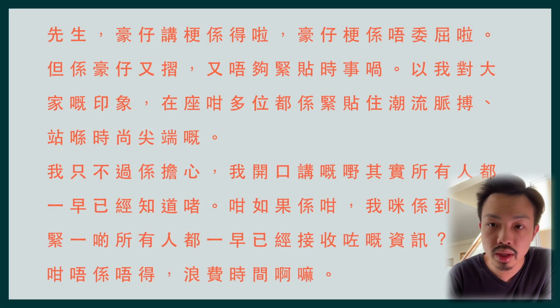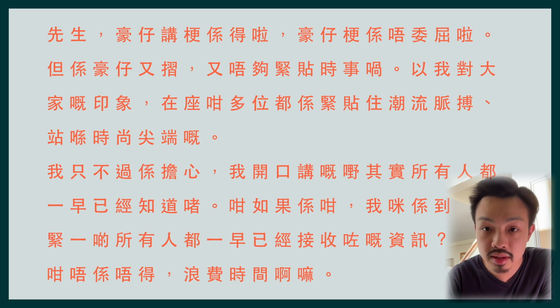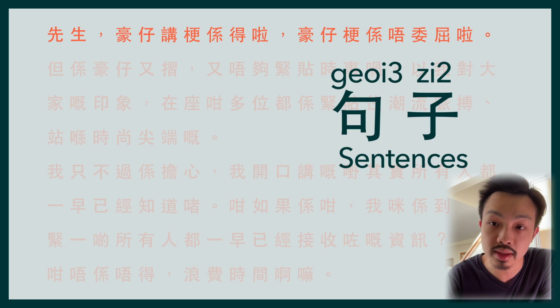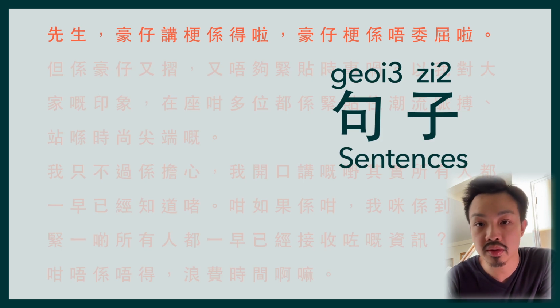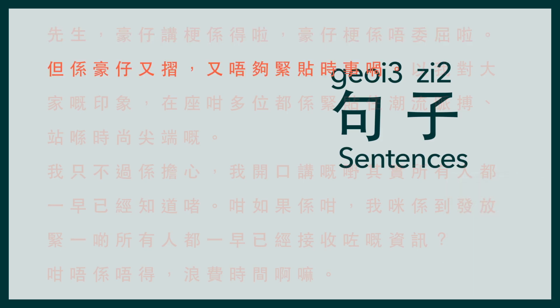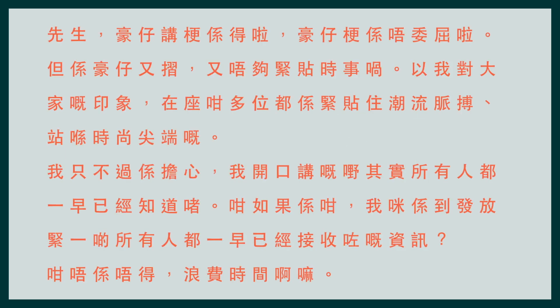Okay, now that we have a piece of Cantonese text, or a dialogue actually, you can see that standard Cantonese text, like many other languages you speak, is made up of sentences, 句子. And in this piece of text, there are 1, 2, 3, 4, 5, 6 sentences.